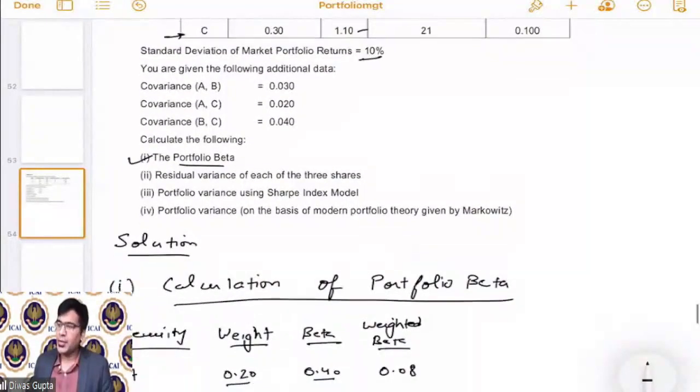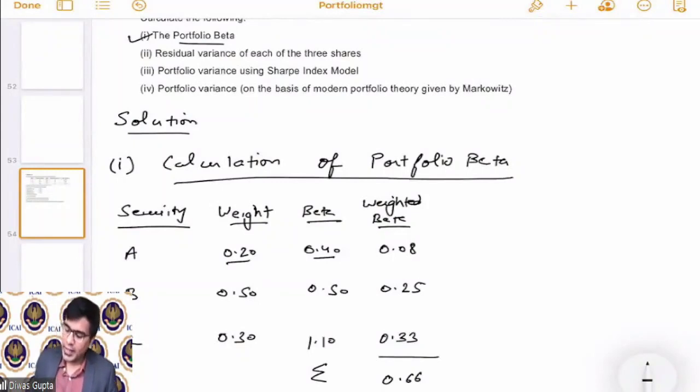Now, second part of the question says, calculate the residual variance of each of the 3 shares. Now, whenever we talk about residual variance, always Sharpe's index model or single index model that we have already studied will come into picture, because that is the only model that talks about the residual variance as well as the systematic variance, correct? The systematic risk plus unsystematic risk all put together is the risk. So that is the only equation from where we come to know about the residual variance. So let us apply that logic.